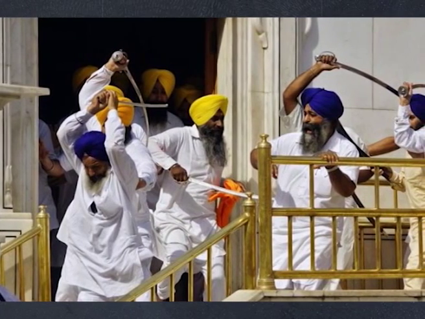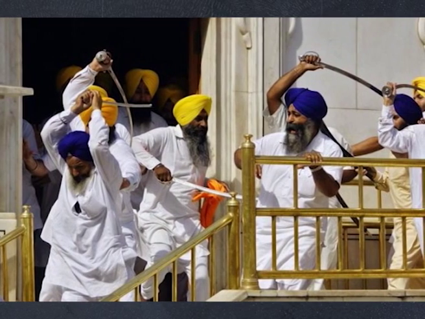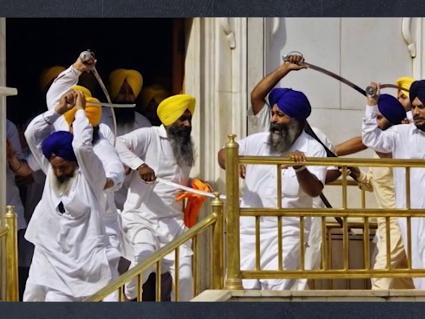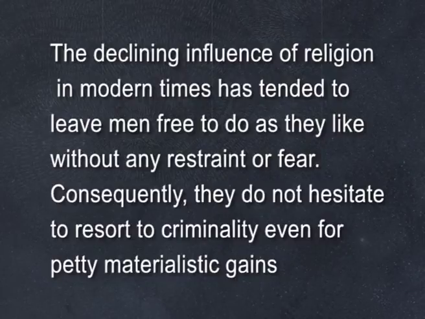Next is religion and crime. The changes in the religious ideologies also have a direct bearing on incidences of crime in a particular region. It has been rightly said that morality can best be preserved in a society through the institution of religion. The bond of religion keeps persons within their limits and helps them to keep away from sinful and criminal acts. The declining influence of religion in modern times has tended to leave men free to do as they like without any constraint or fear. Consequently, they do not hesitate to resort to criminality even for petty materialistic gains.